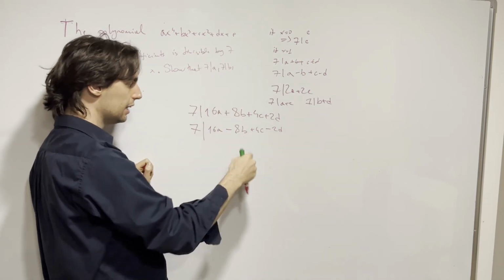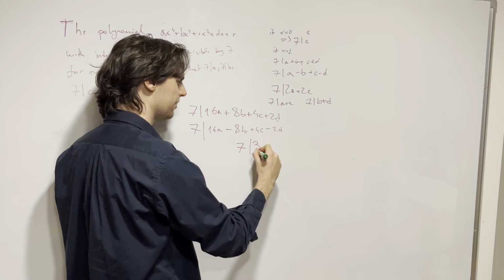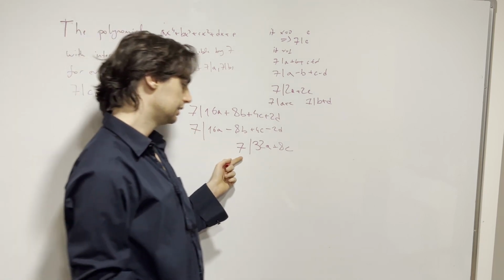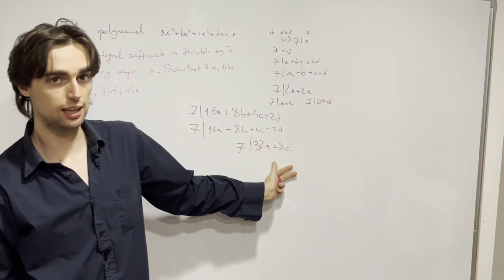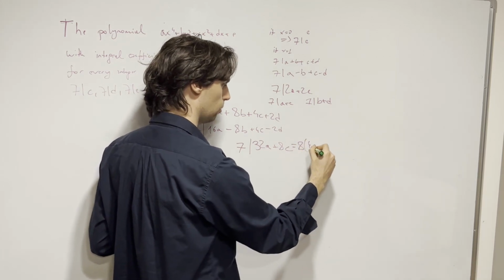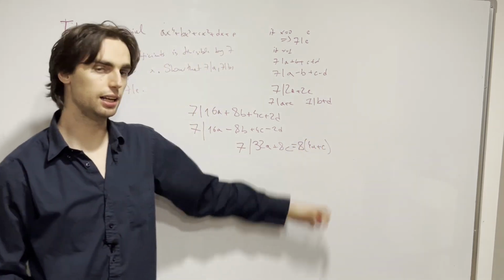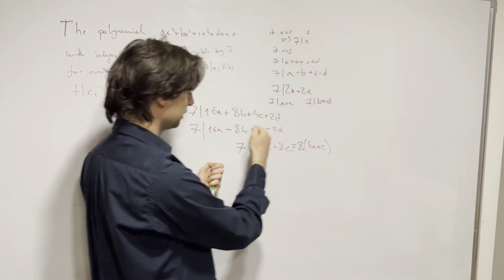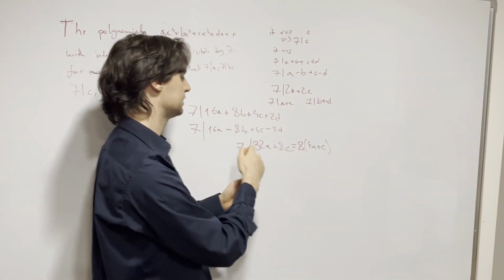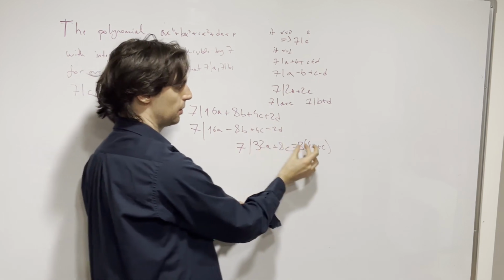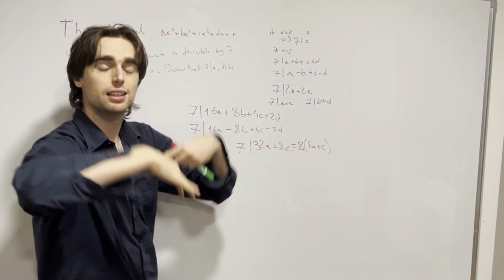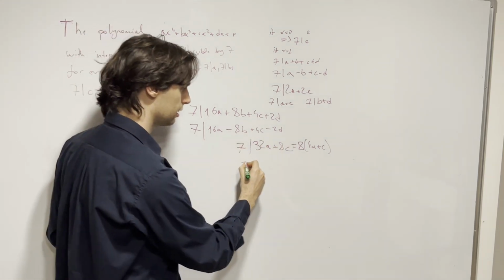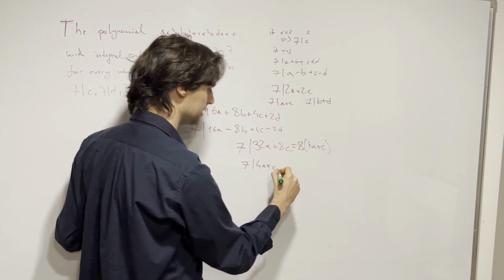So now, when we add them together, we get 7 divides 32a plus 8c. This is equal to 8 times 4a plus c. Now, 7 and 8, what do they have in common? 1, their GCD is 1. If 7 divides x times y and 7 is relatively prime to x, then 7 divides y. That is the rule that we are using here. And from here, it follows that 7 divides 4a plus c.